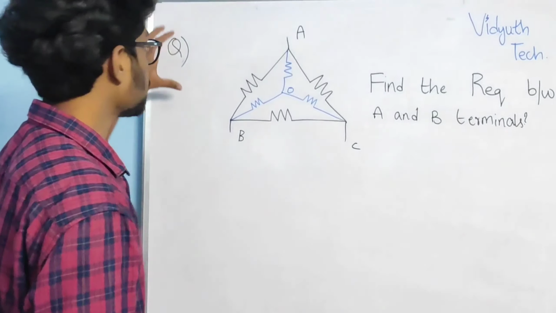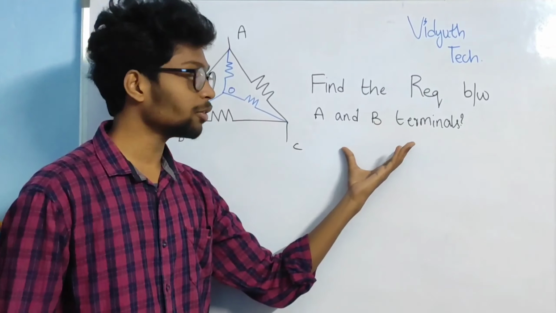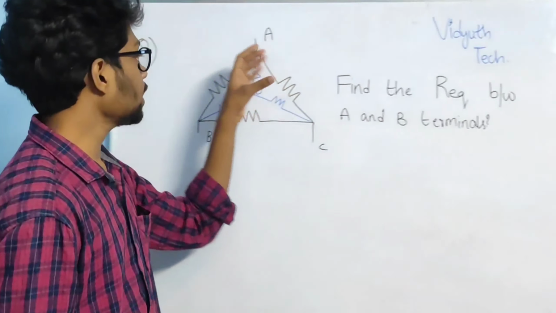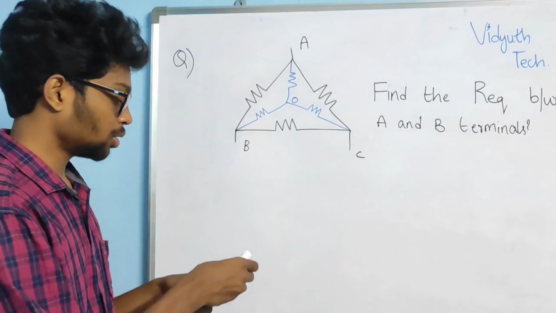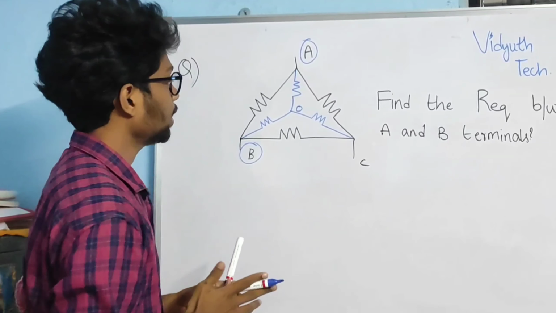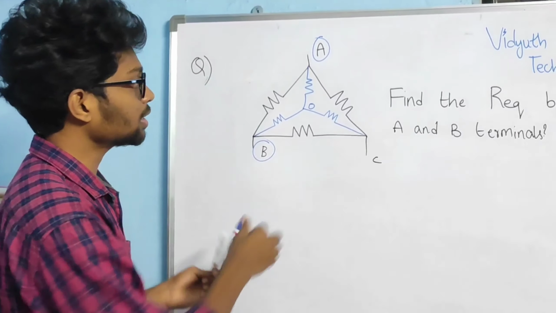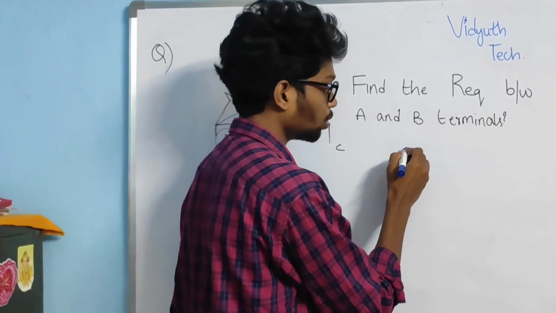Friends, coming to this question, we have to find the equivalent resistance or effective resistance between the A and B terminals. Here in this circuit, you can see the A terminal over here and the B terminal here. Here we have 6 resistances. Each resistance value is R ohms.